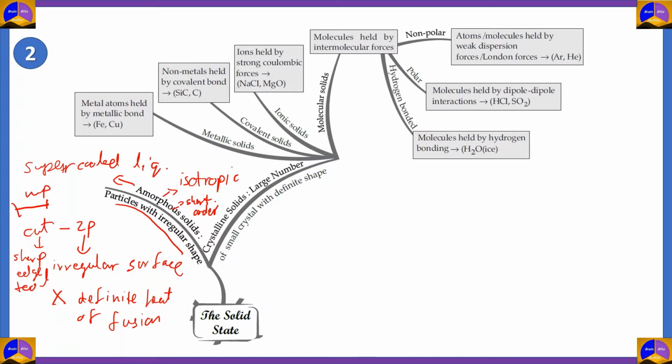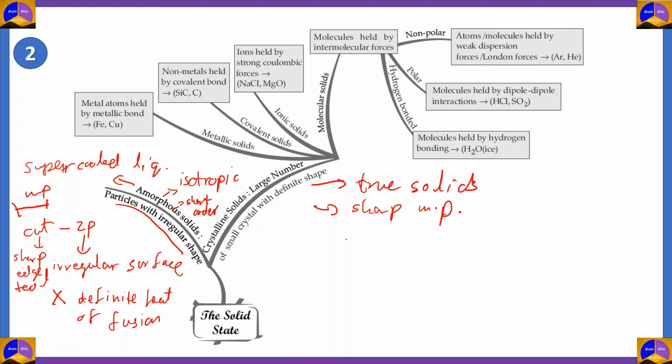The second type of solid is known as crystalline solid. This contains large number of small crystals with definite shape. These solids are known as true solids, and they have a definite geometric shape, and they also have sharp melting point. So if you want to quote the melting point of a crystalline solid, you quote a specific point. However, for an amorphous solid, you have to quote a range of temperatures.